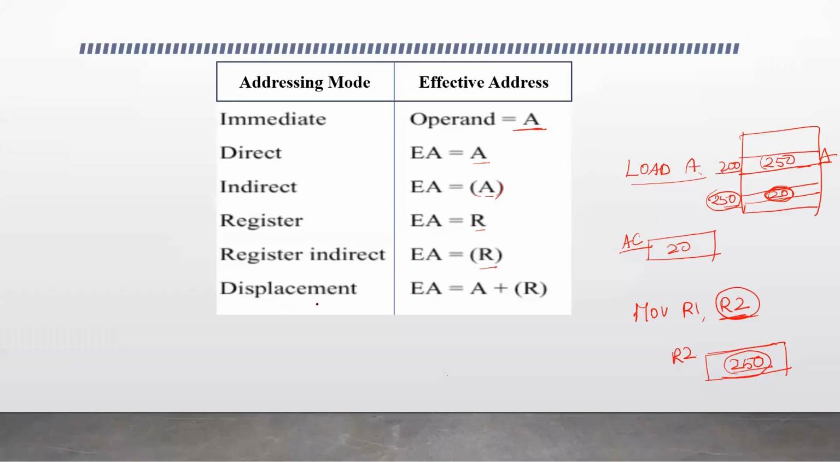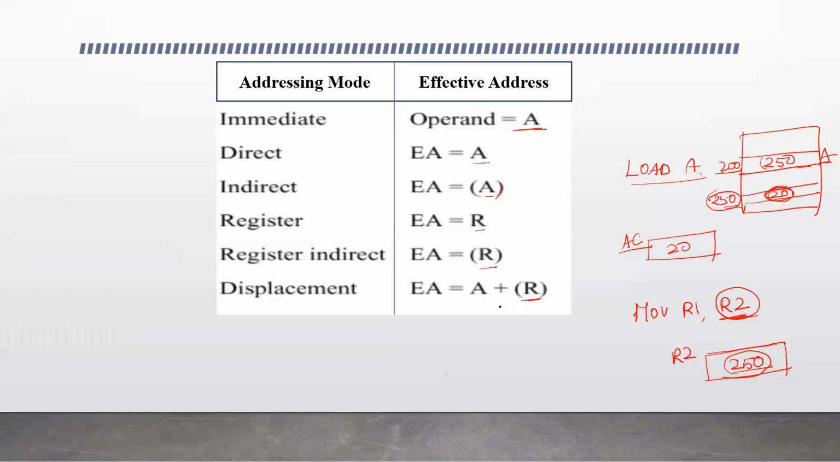And displacement, we have learned 3 displacement modes. One is relative addressing mode, indexed addressing mode, and the other one is base register addressing mode. There are 3 displacement modes: relative addressing mode, indexed addressing mode, and base register addressing mode.